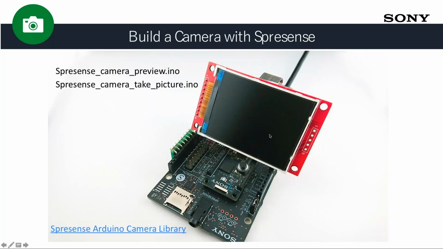I include this here. Now this is for you to try. These two programs, preview and take picture, are available to you. And to support that, you can refer to the Spresense Arduino camera library, and you can find all the other functions. We will provide all of these programs to you. But for now, this is what you have, and you can start.